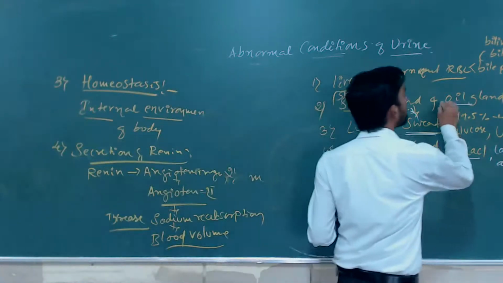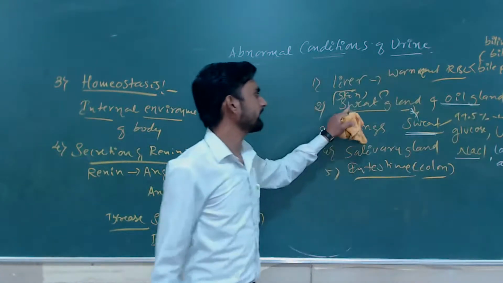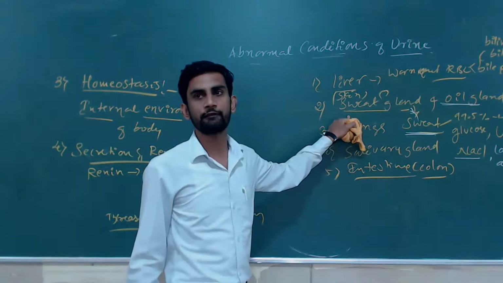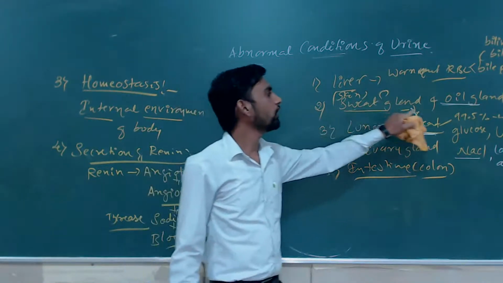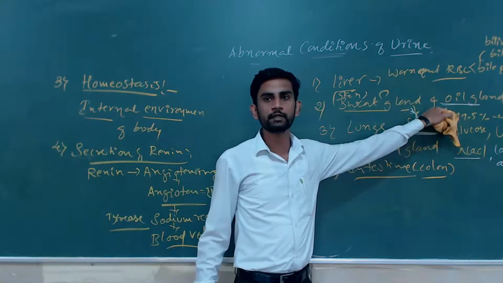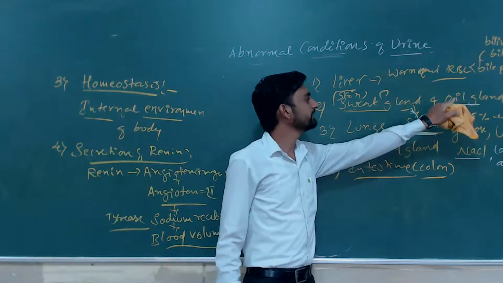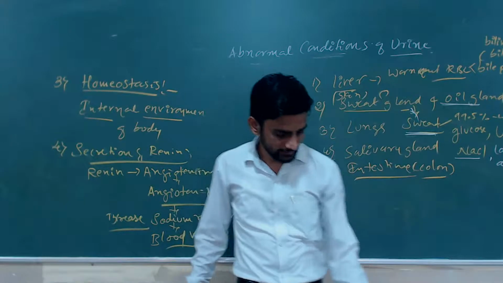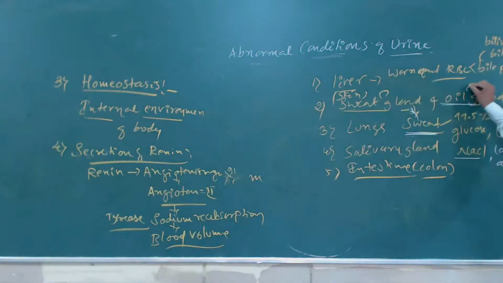And the second one, oil glands. Another name for the sweat gland is the sudoriferous gland. You should remember. The oil gland is the sebaceous gland. Are you getting my point? This sebaceous gland will also secrete a substance, we can call it oil or sebum. This sebum constitutes sterols, hydrocarbons, and along with that wax also.